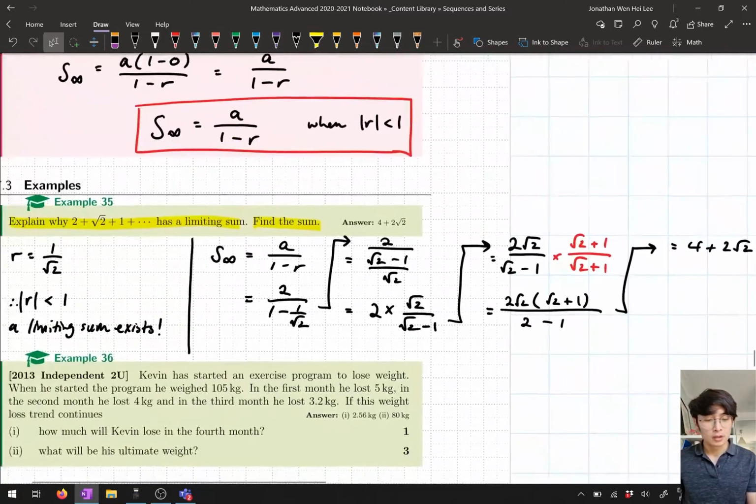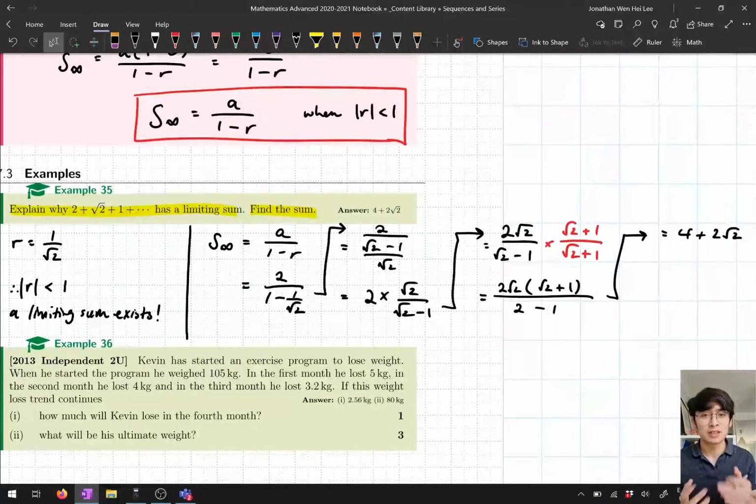Okay, so that is how we can find the limiting sum. We have to check the condition that the absolute value of the common ratio is less than 1. Once we do that, all we need to do is put our starting term and that common ratio into the formula. Okay, let's have a look at the next example.